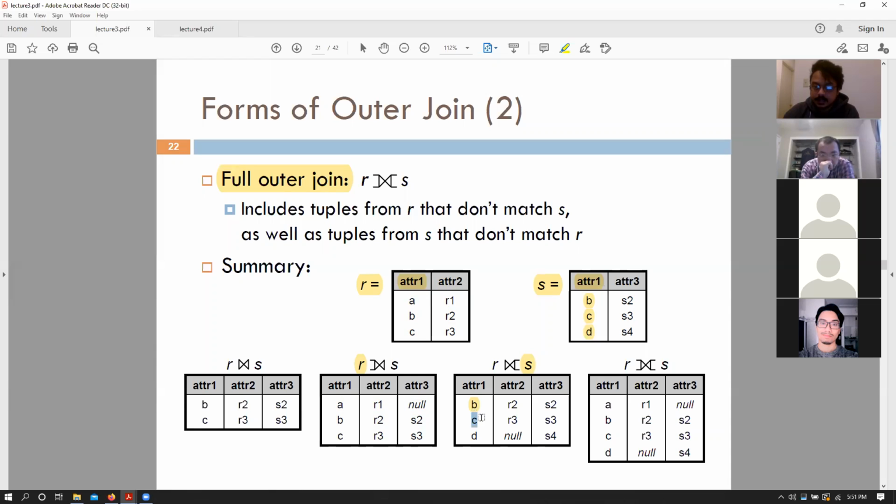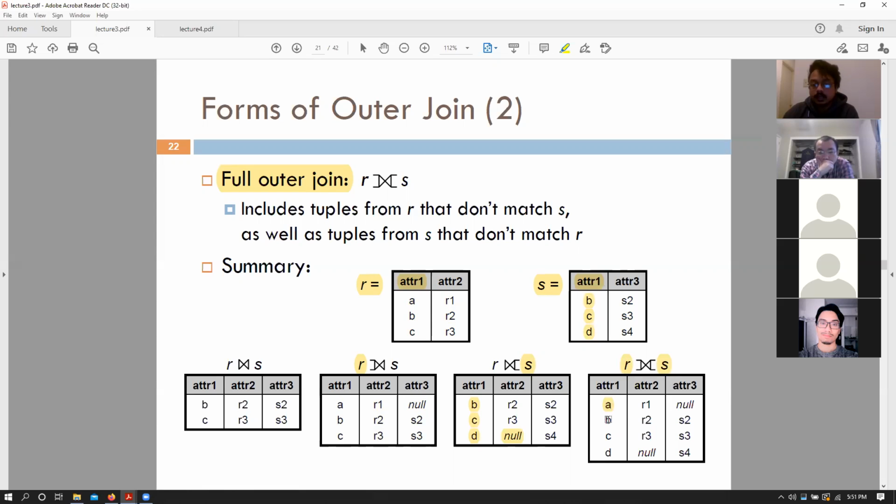So B, C and D are there, but we just have a null because for D there is no corresponding relation in R. So for attribute 2, we have a null for the value of D, right? Then we have full outer join. So full outer join is basically the bow tie which has legs on both of those sides. So basically both of those relations get some importance, right?